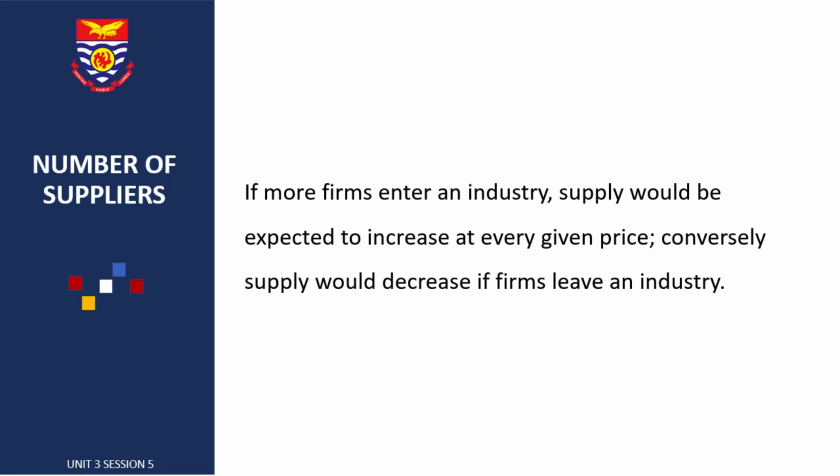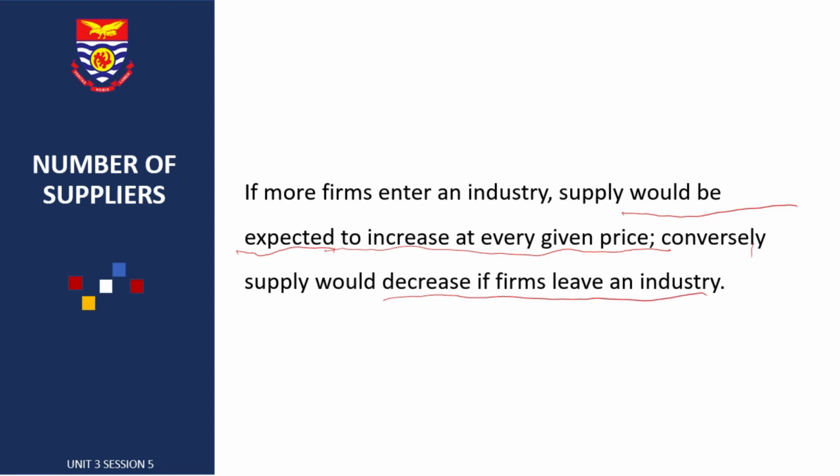The answer is going to be simple. The supply of gari, all things being equal, will increase. So there will be more supply of gari in the system. If more firms enter an industry, supply will be expected to increase. Maybe when you were the only person supplying it, you could supply maybe 100. How do you measure gari? 100 bowls or 100 cups or olonka, yeah, 100 olonka of gari. But when others come and join you, there may be like 1,000 olonka of gari. So supply would be expected to increase at every given price. Conversely, supply would decrease if firms leave an industry.